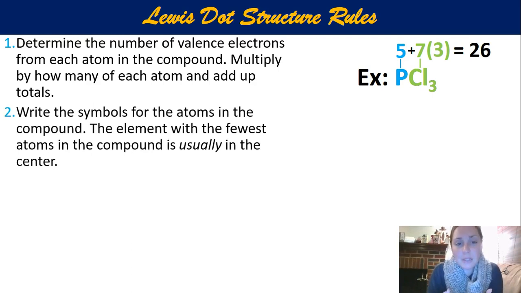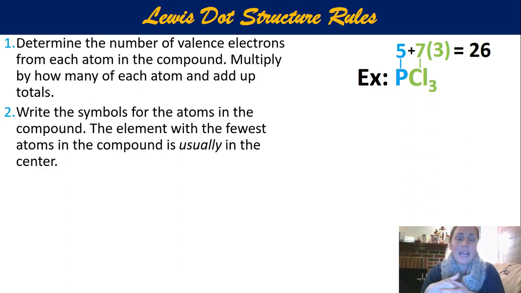Next, you're going to write the symbols of the atoms in the compound. The element with the fewest atoms is usually the center. Sometimes you might have a 2 and 2, and you wonder which one goes in the center and which goes on the outside. Keep in mind that any halogen and any hydrogen only make 1 bond, so they always stick on the outside because they can't link different atoms together. So even if you didn't know that there's only 1 phosphorus, because the other element is chlorine, a halogen, halogens always go on the outside.